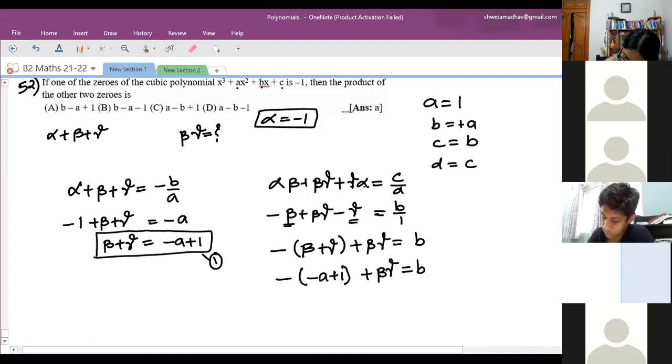Simplify this: minus, minus, plus. Ma'am, I didn't understand that step where you took minus common. What's the problem in that? No, ma'am, after you took the minus common, how did beta plus gamma come over there? After taking minus common, what will be left out? The signs. From this term and this term, I have taken minus common. Beta gamma is as it is, I have written here. Okay, ma'am.